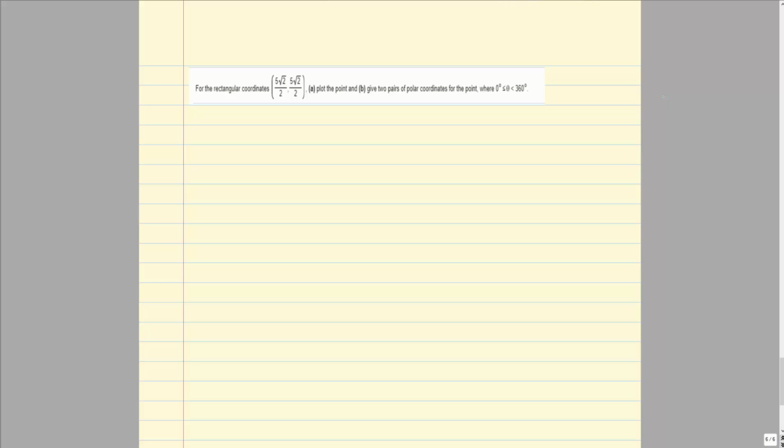So here we have the rectangular coordinates, 5 root 2 over 2, 5 root 2 over 2. We want to plot the point and give 2 pairs of polar coordinates, and with the 2 pairs of polar coordinates, they're saying theta has to always be between 0 and 360. Well, a couple things I note right now. I know 45 degrees is involved because this is my square root of 2 over 2. And I think that the radius is going to equal 5 because I see this 5 right here.